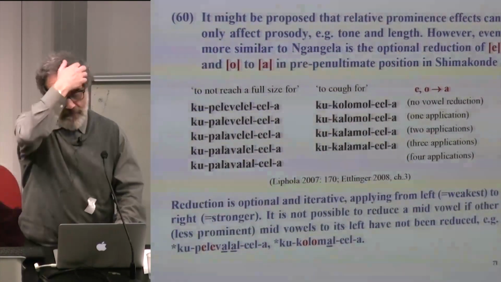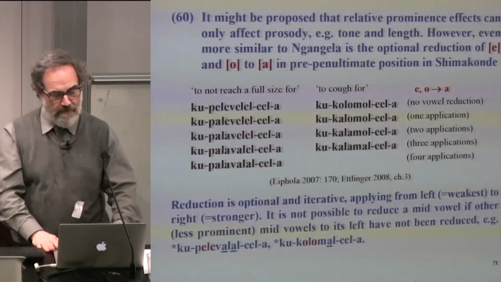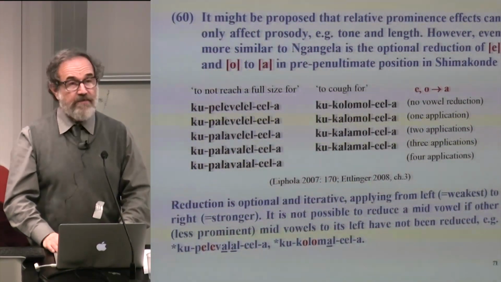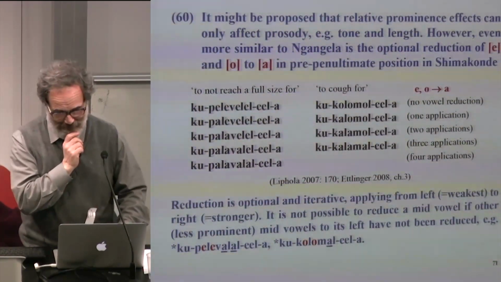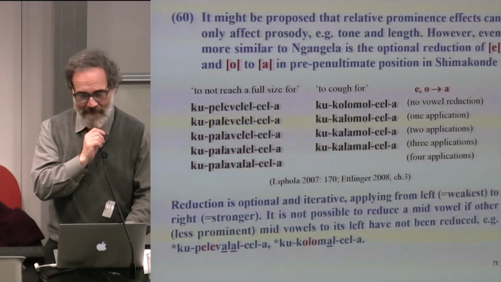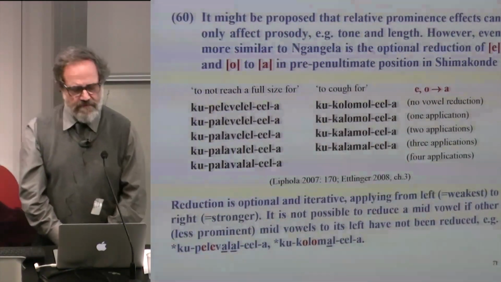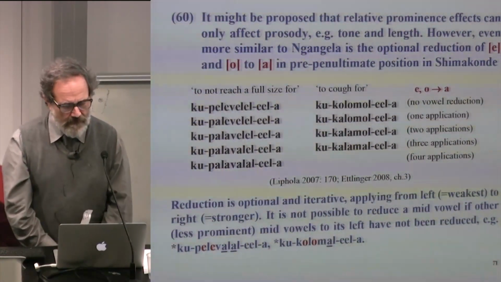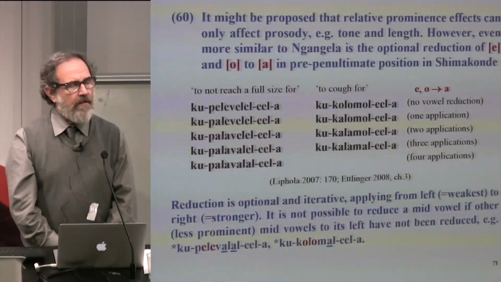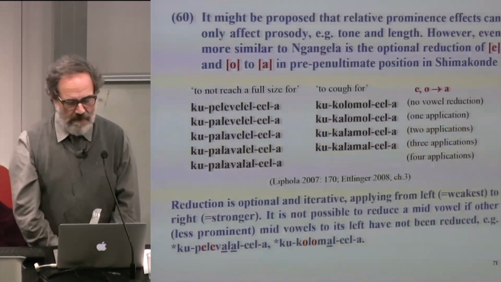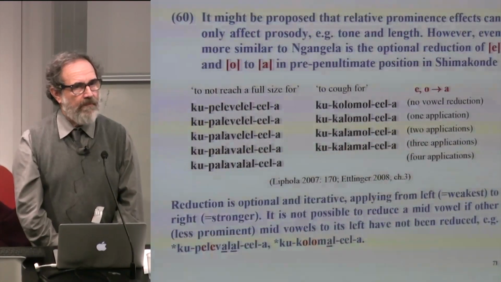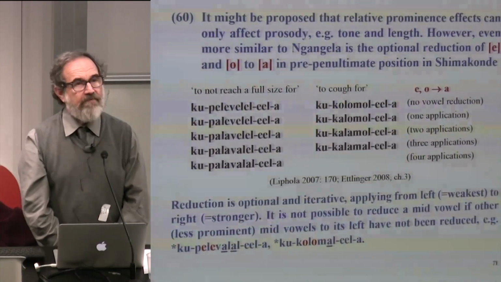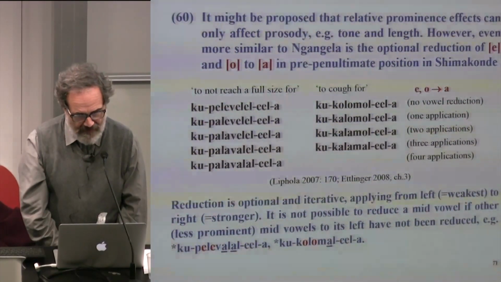Now it might be proposed that relative prominence effects can only affect prosody. I would have naturally thought that if it were not for this very strange case, going back to Shimakonde, the second dialect. In this dialect and a couple of the others as well, these are 5 vowel systems: A, E, I, O, U. The E and O can optionally reduce to A in every position except penultimately. So I've given you examples. Let's just take the ones on the left that have several mid-vowels in them.